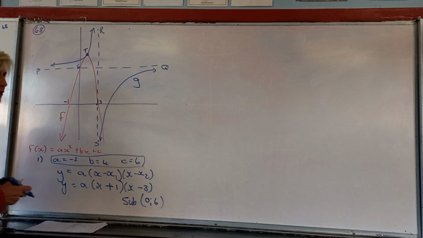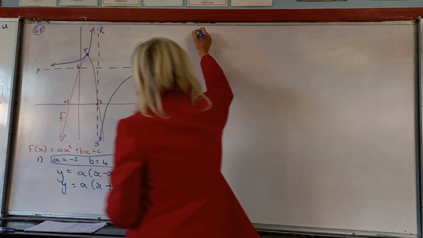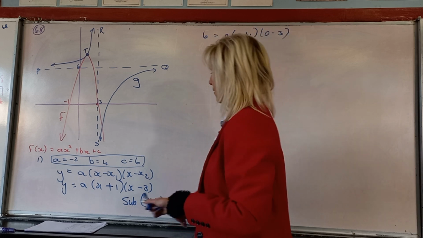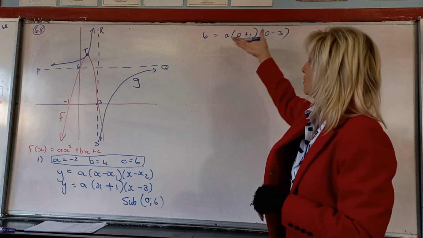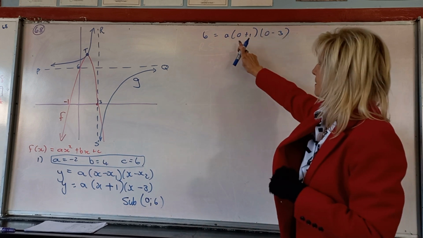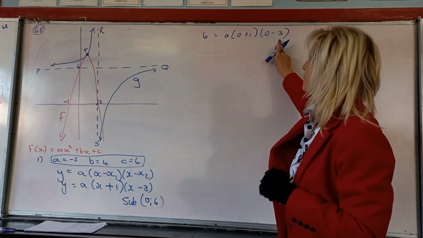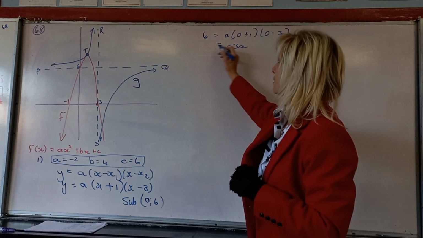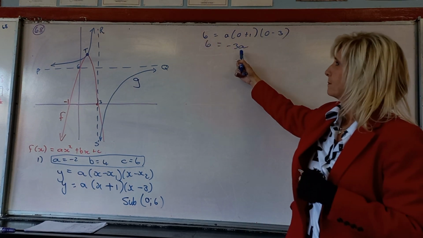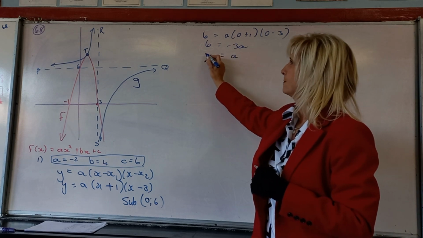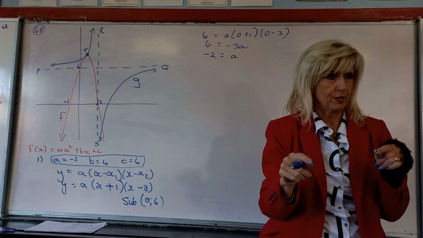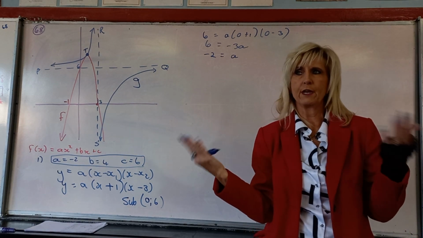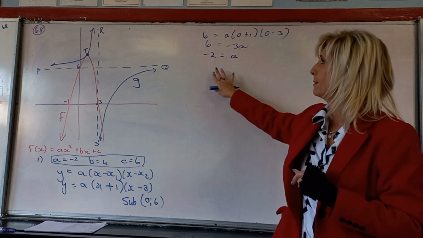So in the place of y, 6, and in the place of x, 0. 0, and 6. I'm solving for A. This is 1. This is -3, and you've got to multiply them. So A times 1 times -3 is -3A. Solve for A. Divide by -3 and you get -2. The fact that it's negative should be good news because it's a frowny face. Doesn't matter what negative. At least it's negative.